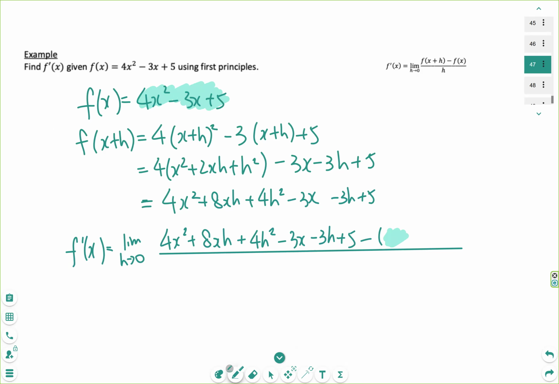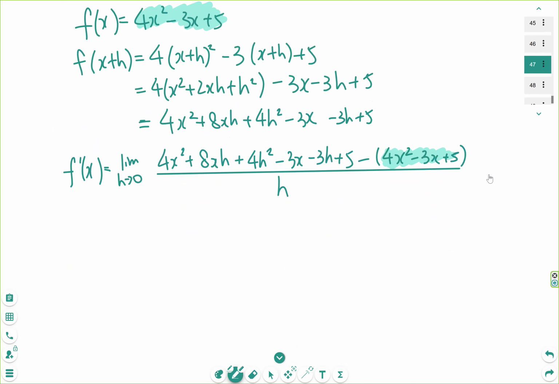Guys, put it in here. So it becomes 4x squared minus 3x plus 5 all over h. Okay, so now limit h tends to 0. So let me write fraction all over h.